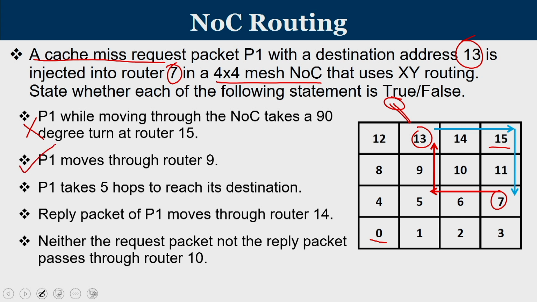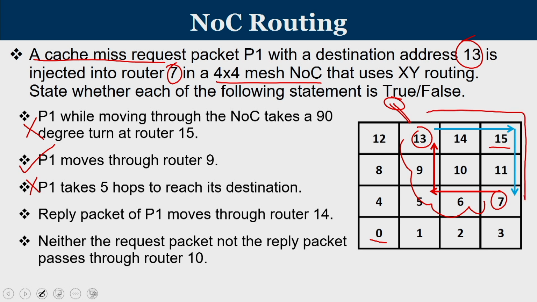P1 takes 5 hops to reach the destination. So, from 7, it takes 1 hop to reach 6, then 2, 3 and 4. It takes only 4 hops to reach the destination. So, P1 takes 5 hops to reach the destination, that is also false. The reply packet of P1 moves through router 14. You can see that the reply packet is traveling through the blue arrow.